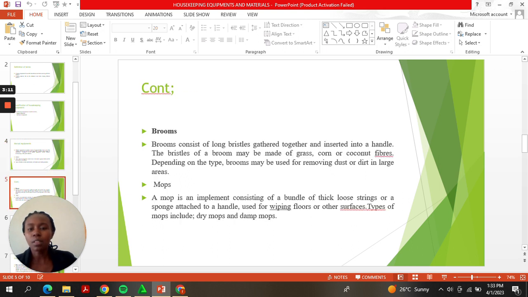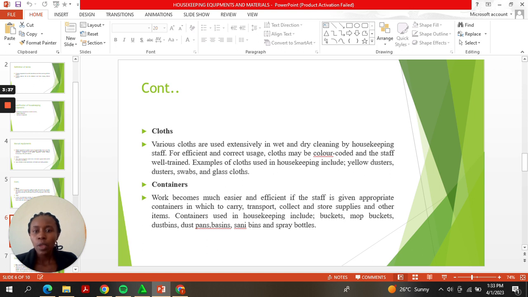We also have the brooms. The brooms are used when sweeping the surfaces. We can also have the mops. We have different types of mops. We have the dry mops, the wet mops, and the impregnated mops. And for these mops, in most cases, they are used when wiping the surfaces, that is the floor.